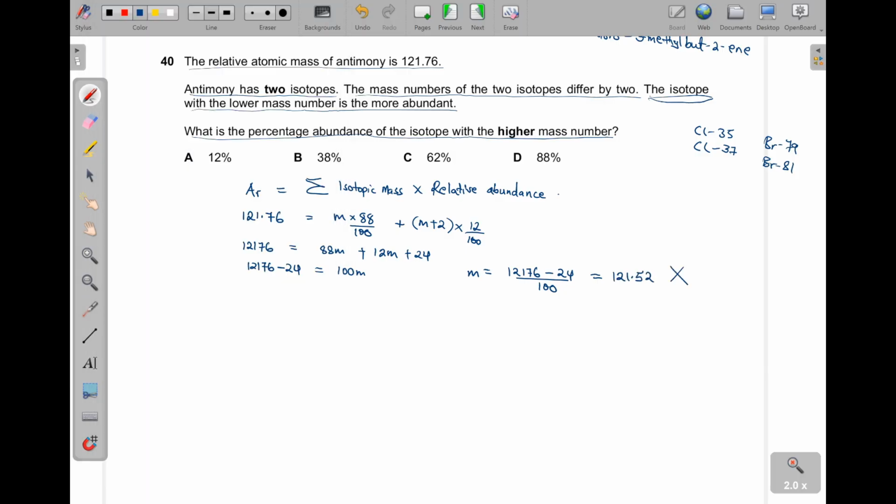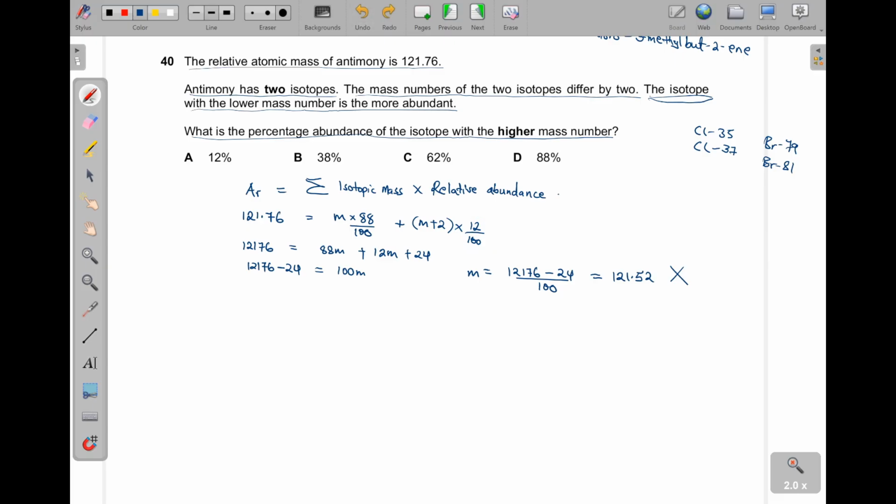121.52. So that means we are not having this. And remember, they are telling us to find the percentage abundance of the isotope with the higher mass number, which has to be the 12 in this case. But what we have gotten as the value of M is not a whole number. So I cannot have the 12 here, neither can I have the 88. You see that? Now, let's check this other one.